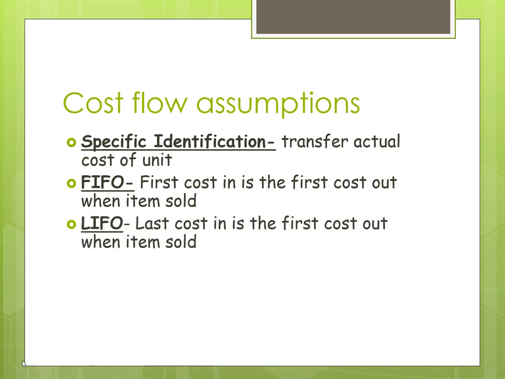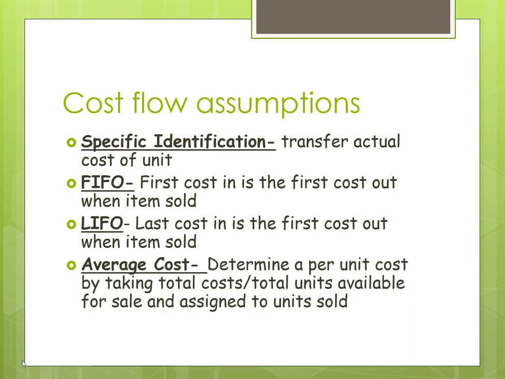We have LIFO, which says that the last cost in is the first cost out to cost of goods sold. And then we have the weighted average or average cost, which means we're going to determine a per unit cost by taking cost divided by units, and that's going to give us an average price when there is a sale.